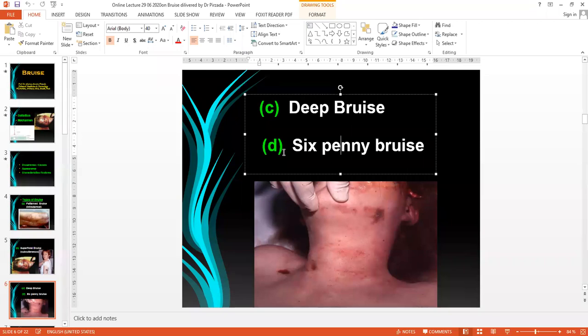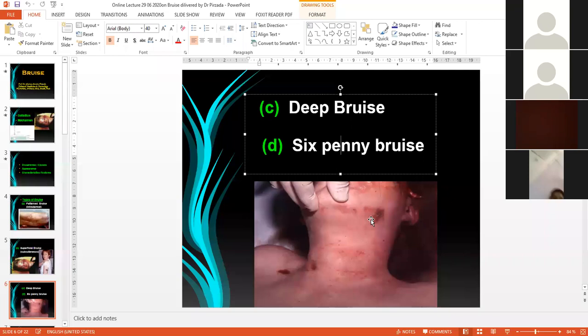Number four is the six penny bruise. This is a type of bruise which is discoid in shape, 1 centimeter in diameter. Six penny bruise is a technical name given to the type of bruise especially seen in cases of throttling. You see this picture, where the neck is exposed and compressed by means of a hand. And you see this is the pressure bruise.